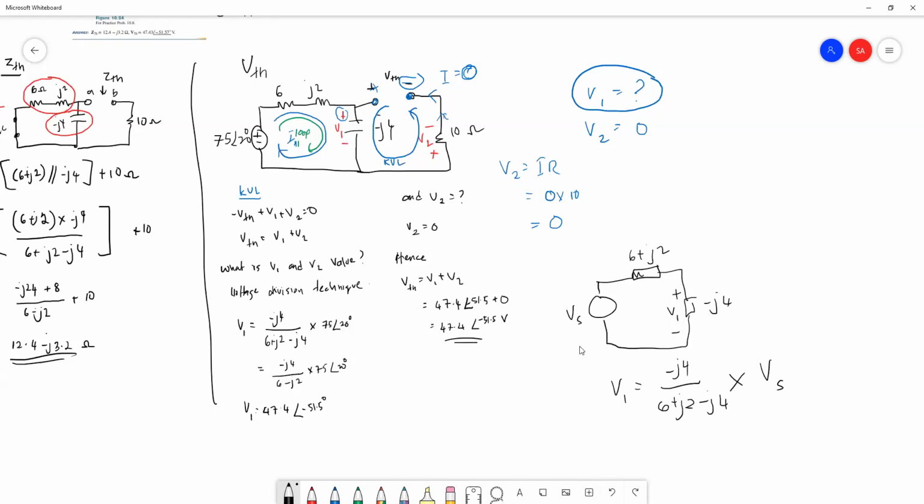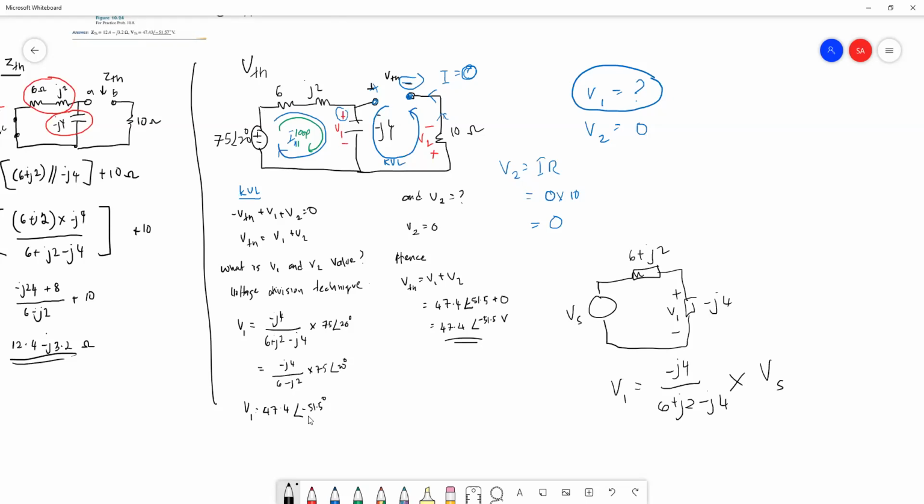So I have written down here, this is your V1. Can you see my mouse? Yes, we can. Okay. So this is the voltage division technique. And after I have calculated it, your V1 here is 47.4 with an angle of negative 51.5 degrees.